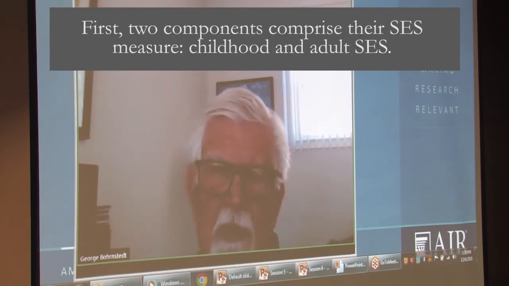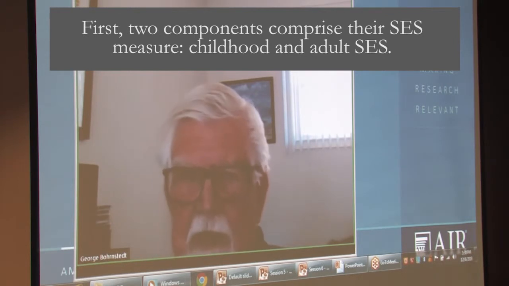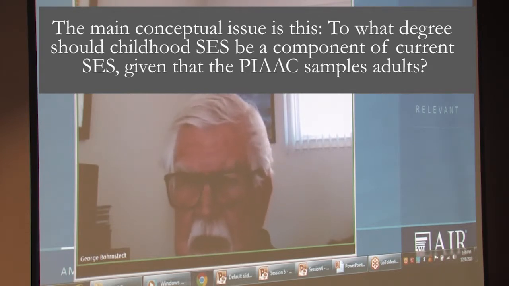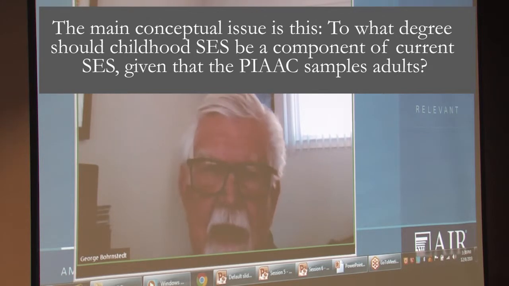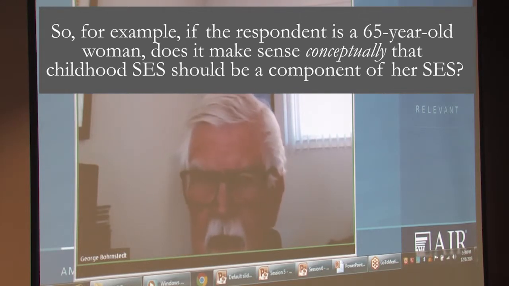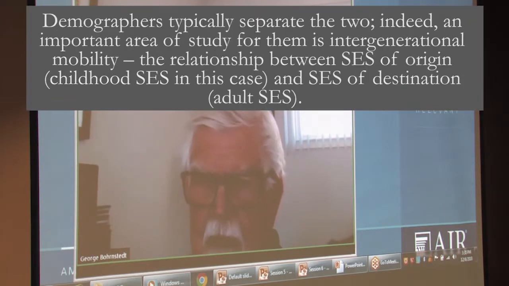First, two components comprise their SES measure, childhood and adult SES. The main conceptual issue is this. To what degree should childhood SES be a component of current SES, given that the PIAAC sampled adults? So, for example, if a respondent is a 65-year-old woman, does it make sense conceptually that childhood SES should be a component of her SES?